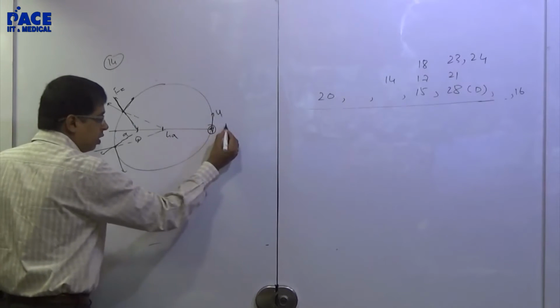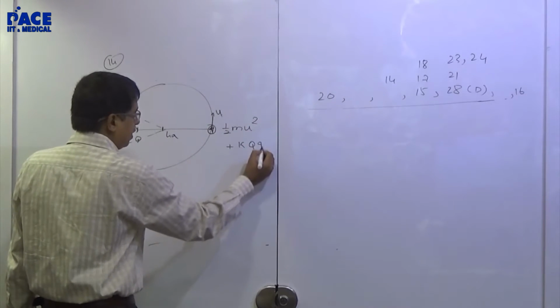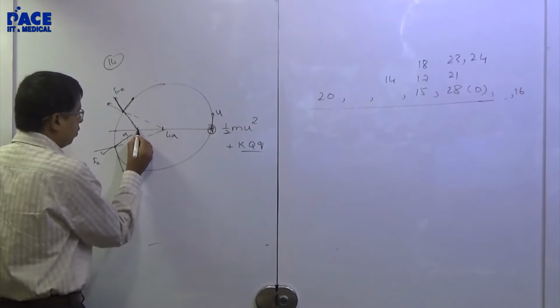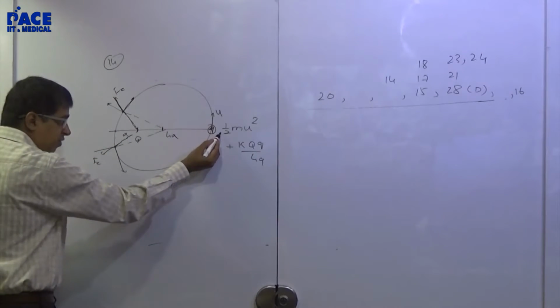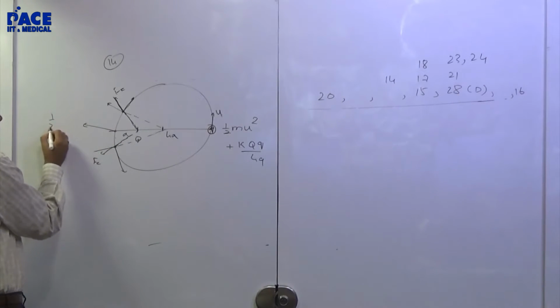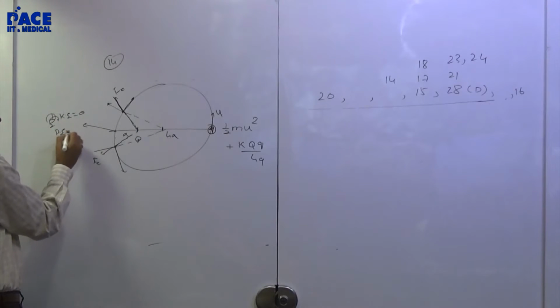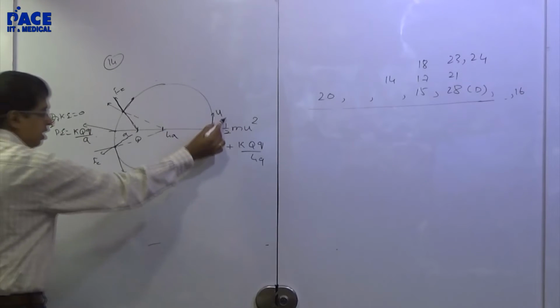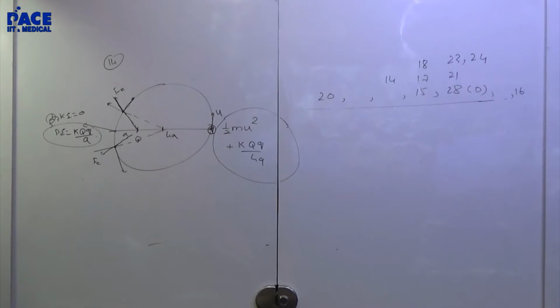So conserve the total energy here, half mu square plus k capital Q small q by this distance, which is 4a. This amount of energy should be given so that it reaches this particular point. At this point the kinetic energy will be 0, potential energy will be k capital Q small q by a. Equate this quantity to this quantity, you will get the answer for the 14th one.